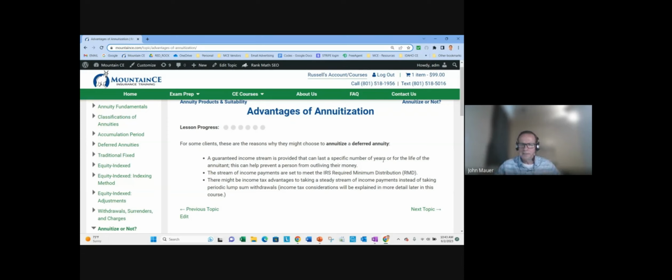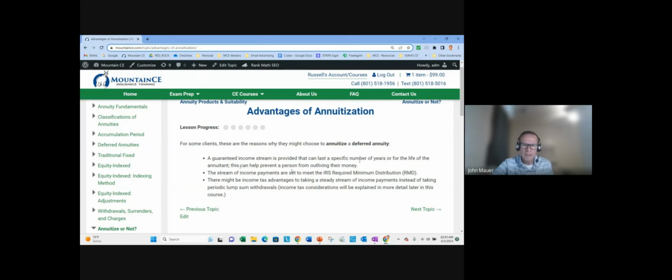It's kind of like that warm fuzzy feeling that I'm going to at least be able to have this much income for the rest of my life. If I annuitize this much money, either in the form of an immediate annuity or a deferred annuity that's been annuitized, I've got that safety net that I'm going to be guaranteed at least this much for as long as I live.